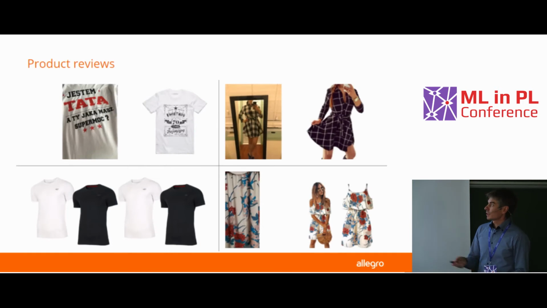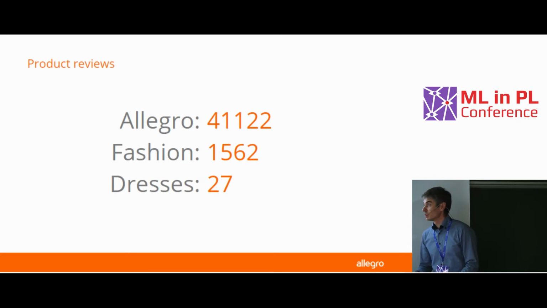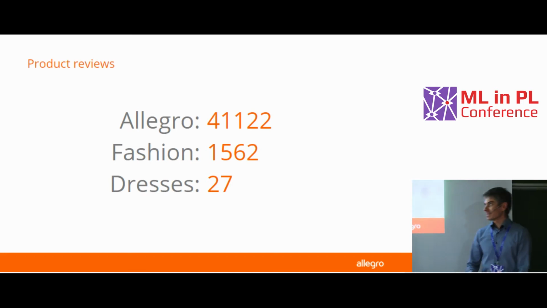Of course, not all pairs are perfect. There are some problems, but the real problem is that while for the whole Allegro we could build a data set of more than 40,000 pairs, for the fashion category it would be 1,500, but for the dresses category our data set would consist only of 27 pairs. So, as you know, neural networks need a lot of data to train, and 27 is certainly not a lot.